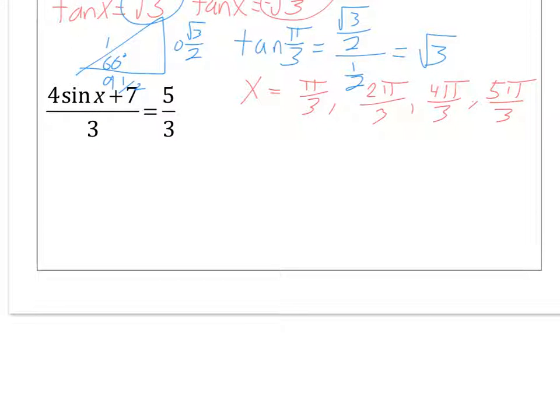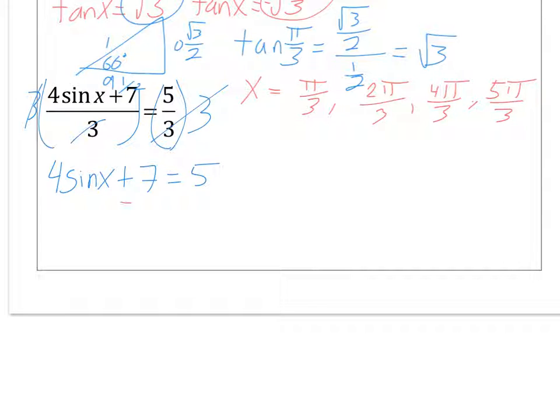Finally, we're looking at 4 sine x plus 7 over 3 is equal to 5 over 3. First thing I might do is get rid of that 3 in the bottom by multiplying both sides by 3. Cancel, cancel. Oh, and that cancels too. That leaves me with 4 sine x plus 7 is equal to 5. Okay, maybe minus 7 from both sides. And I get 4 sine x is equal to -2. Divide both sides by 4, and I get sine x is equal to -1/2, because 2 over 4 is the same as 1/2.